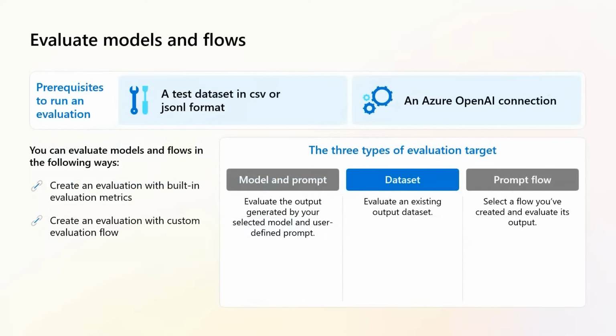There are a lot of model benchmarks that outline what the best model is in general. Evaluation is how you prove your AI actually works well for your use case. There are different things that you might need, so make sure you remember them for the exam. You're going to need a test dataset in CSV or JSONL formats and an Azure OpenAI connection. The 3 evaluation targets are model and prompt, dataset, and prompt flow. Make sure you know how to pick the right evaluation approach and understand the built-in metrics for things like relevance. You will work, for example, in a Foundry project that includes the appropriate permissions and roles.